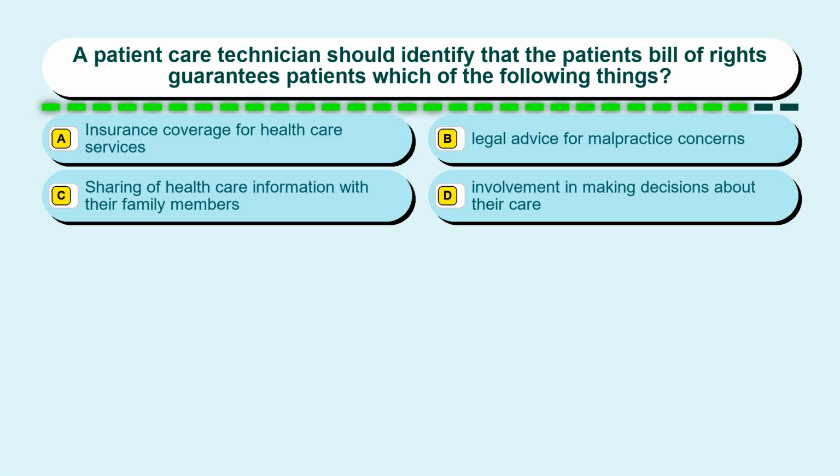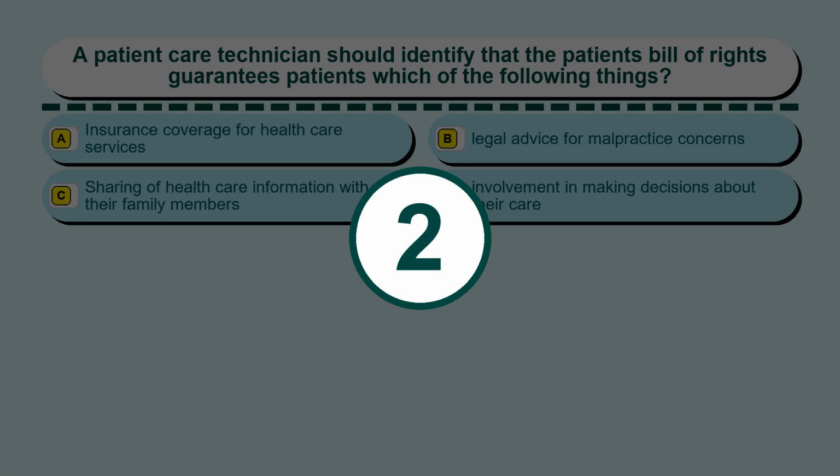Question 54. A patient care technician should identify that the patient's Bill of Rights guarantees patients which of the following things? Option A, insurance coverage for healthcare services. Option B, legal advice for malpractice concerns. Option C, sharing of healthcare information with their family members. Option D, involvement in making decisions about their care.